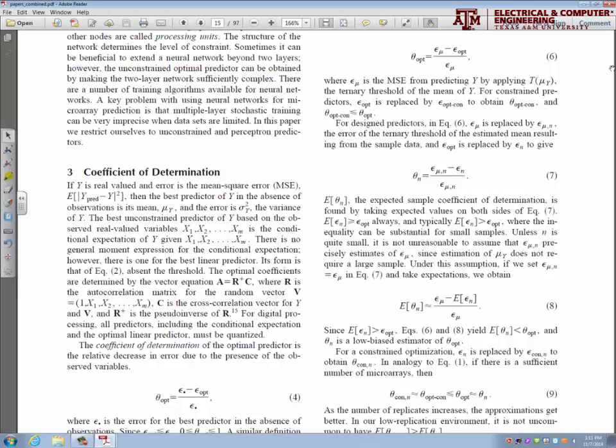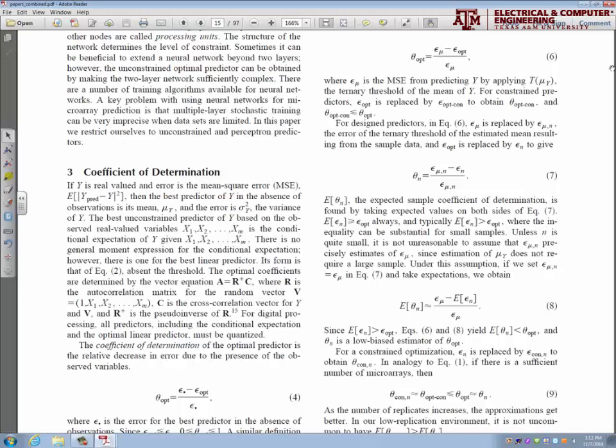Now, for most nonlinear predictors, you're not going to be able to do that. You cannot get closed form expressions. So including perceptrons, which is what we are going to use, there is no moment expression such as equation 5 for the coefficient of determination. And for the unconstrained ternary predictor, theta opt will be given by this expression, where this is the error when you're predicting y using its mean.